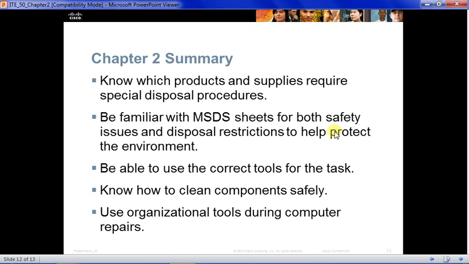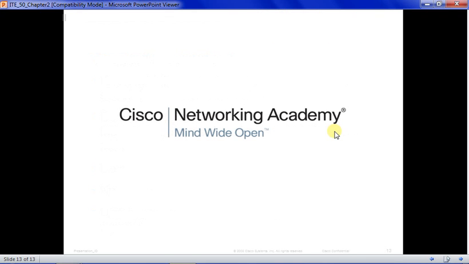So that is the end of chapter 2. Hopefully you will now understand safe lab procedures and how to use your tools.